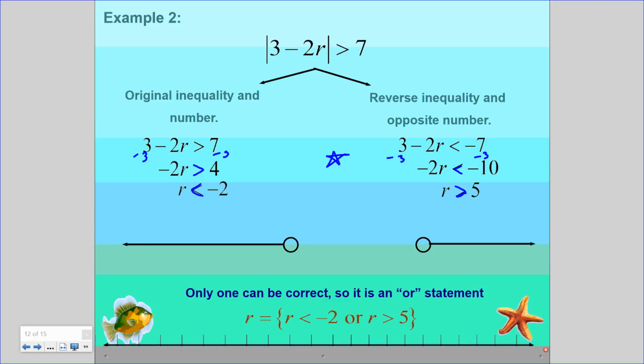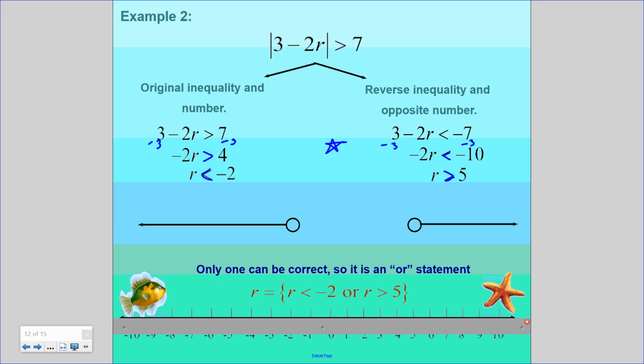From here, graph your solutions, and you will see that this is an OR scenario because there is no overlap. I must have accidentally moved this down, but anyways, r is less than negative 2, looks like this. r is greater than 5 is an open circle pointing to the right. So this is an OR scenario. It would have to make one or the other true to make this inequality true. There's no overlap, so it's not an AND.